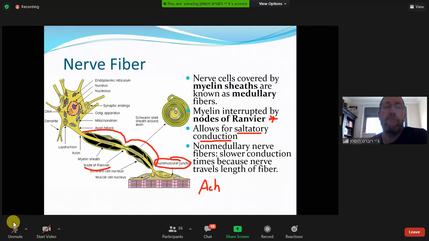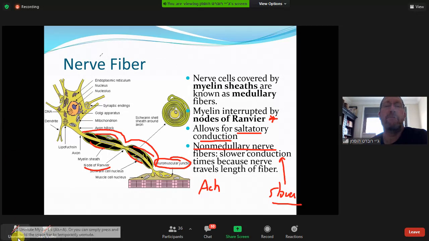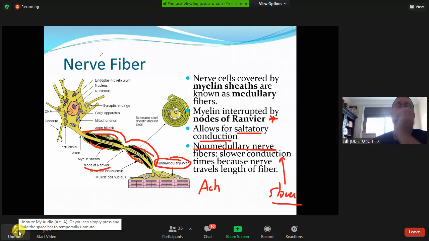Okay. Nerve fibers that do not have this myelin sheath are known as non-myelinated nerve fibers, and their conduction is much slower. Okay. That's important things that you need to know.